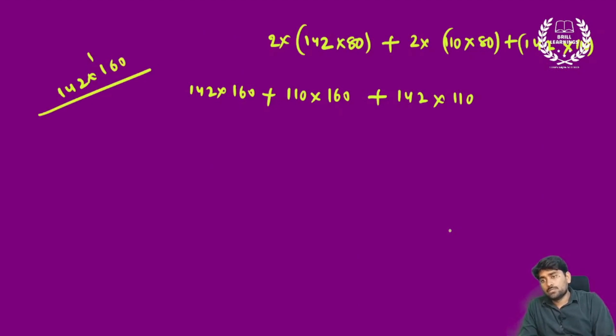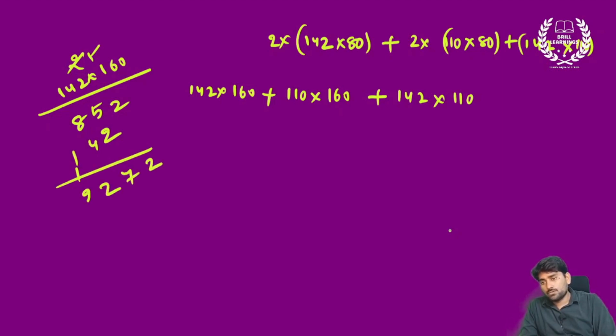142 into 160: 2 6s are 12, 6 4s are 24, 25, 6 1s are 6, 2 8. Okay, 1 2 are 2, 1 4 are 4, 1 1 are 1. So 2 7 12, 2 to 7 to 0 here. So this value comes out to be 22,720.